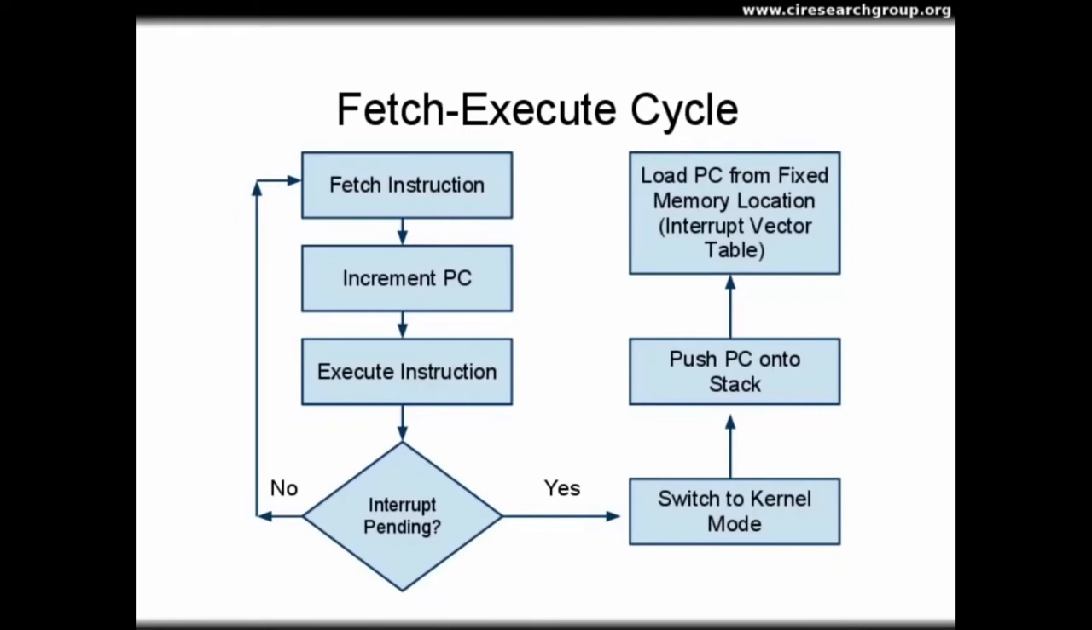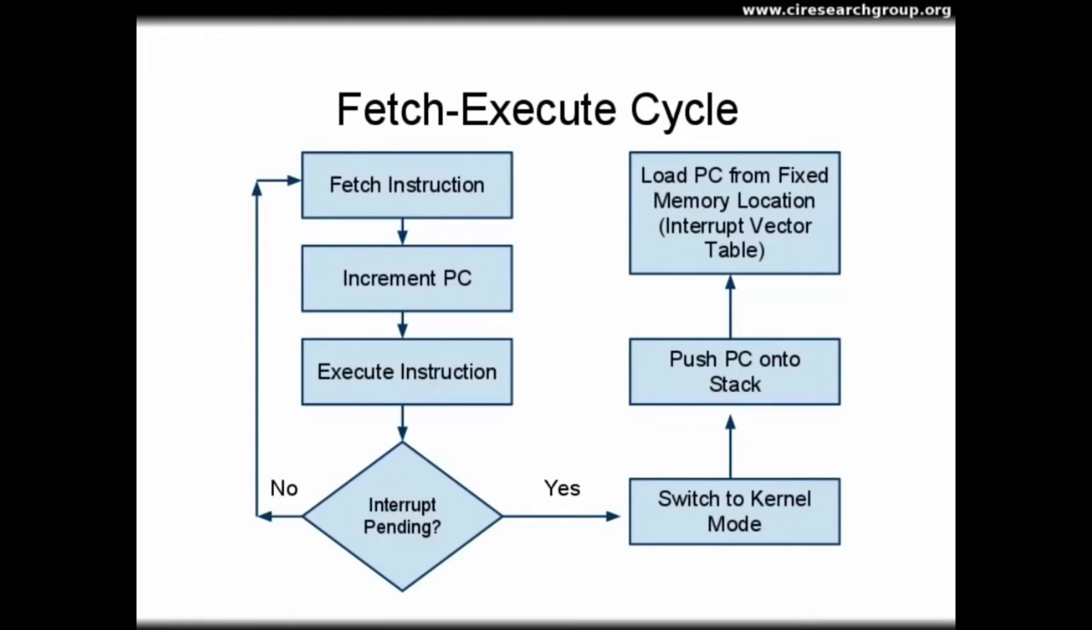In the process of fetch-execute, the CPU is going to fetch an instruction from memory, increment the program counter, and execute that instruction. But instead of simply going back to the next fetch, the CPU actually has to have additional hardware to check to see if an interrupt event is pending. If there is an interrupt pending, then the CPU has to be switched to kernel mode if it's running in user mode, so the privilege level needs to be escalated, save the program counter by pushing it onto the stack, and load a program counter from a fixed memory location. That fixed memory location is called the interrupt vector table, or IVT. So we load the program counter from the IVT, and then the CPU executes that new instruction the next time the fetch-execute cycle resumes.